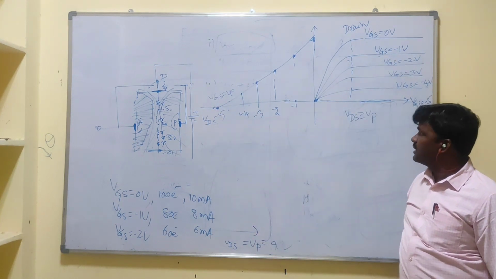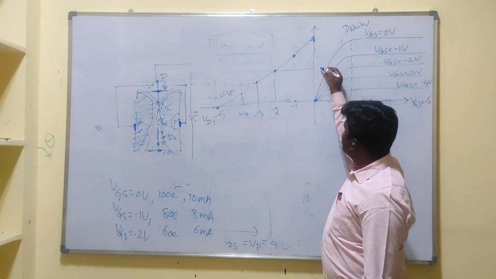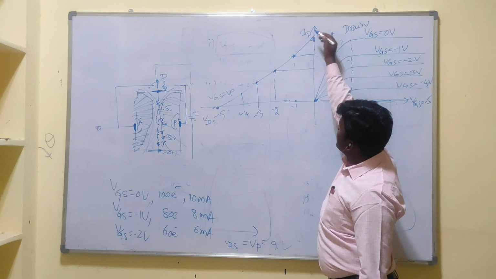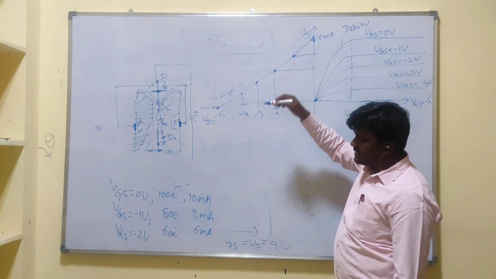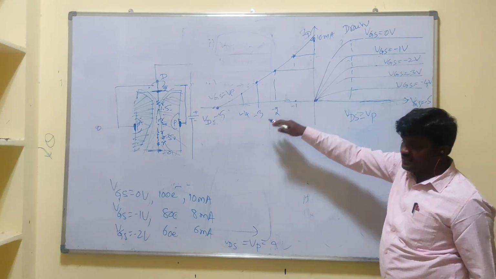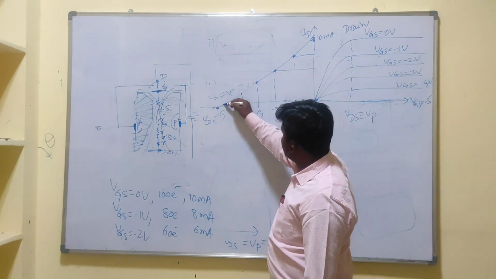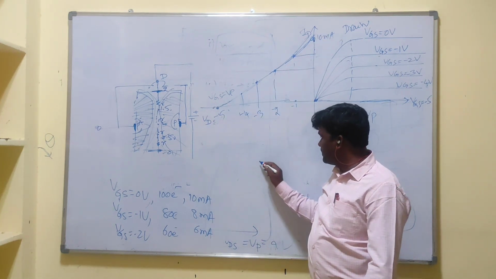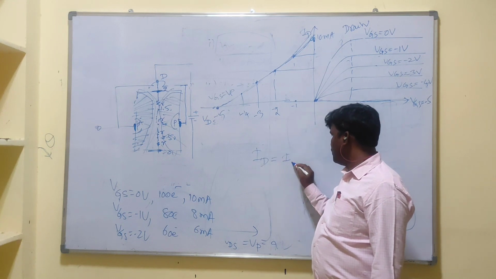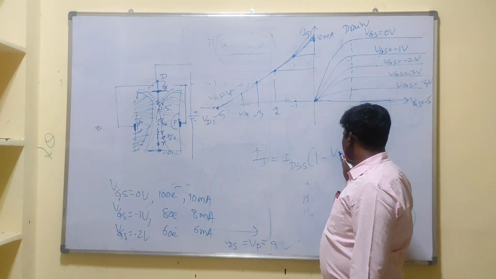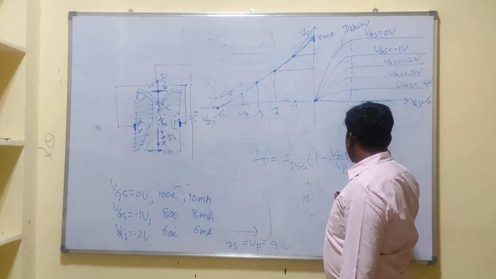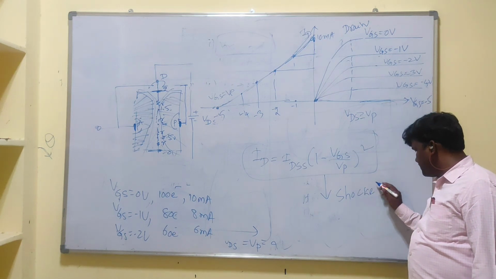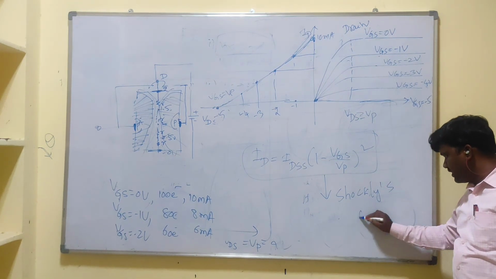In that case, we have 0 current. So this is, let us say, 10 milliamp ID, 10 milliamp, here 8, 6, like that. So these are the drain characteristics, these are the transfer characteristics. The shape of this graph is a parabola. So that's why the relation is given like this: ID equal to IDSS into 1 minus VGS by VP whole square. So this equation is called Shockley's current equation of FET.